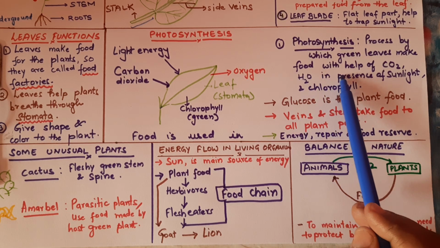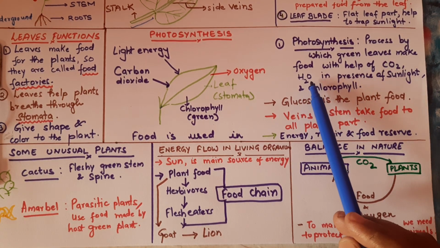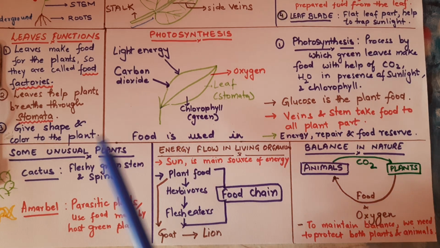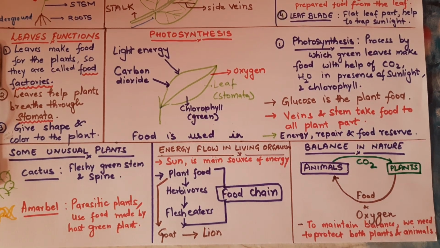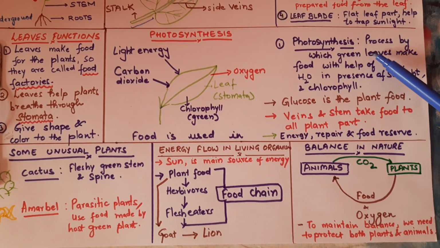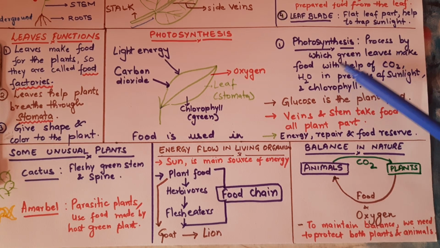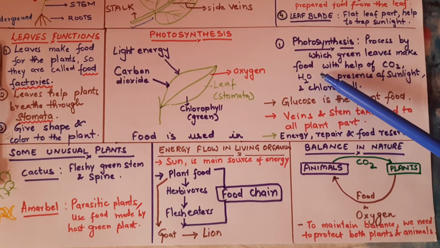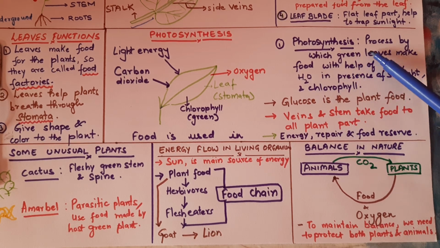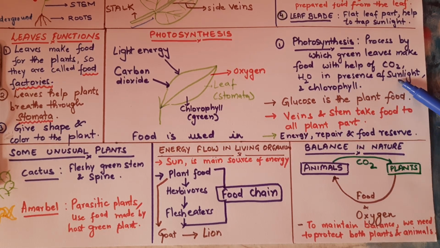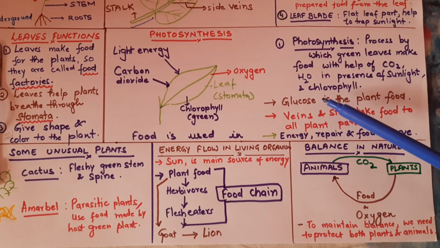How? With the help of carbon dioxide and water, in the presence of sunlight and chlorophyll. I will repeat the definition slowly again. Photosynthesis is a process by which green leaves make their food. But what are the ingredients of the food? They make the food with the help of carbon dioxide, water that is present in the environment, in the presence of sunlight, and chlorophyll.